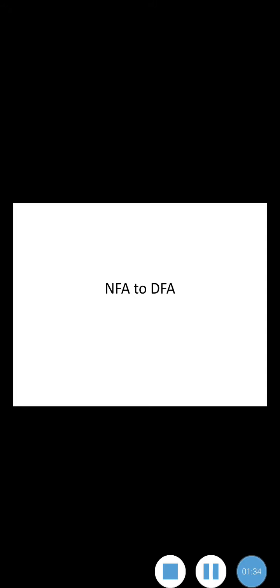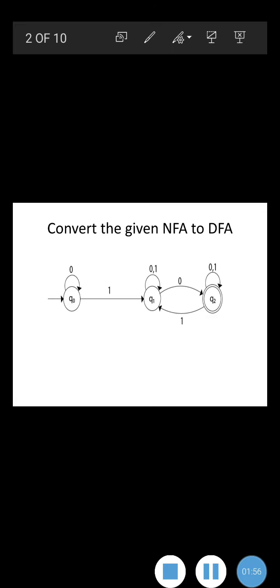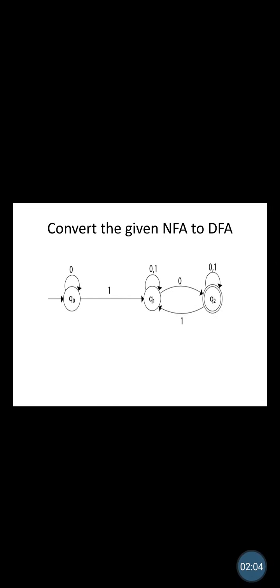So now we are going to discuss how to convert the non-deterministic finite automata into deterministic finite automata. In order to perform the conversion of NFA to DFA, we are going to use the method called the subset construction method. So let us consider an example. Students, please note it down. Convert the given NFA to DFA.